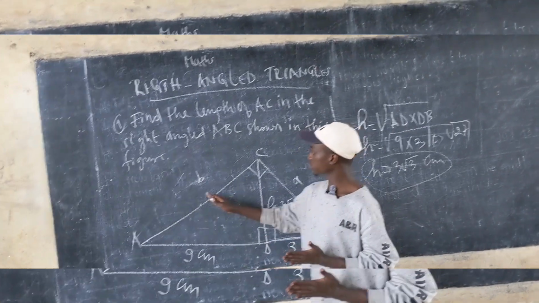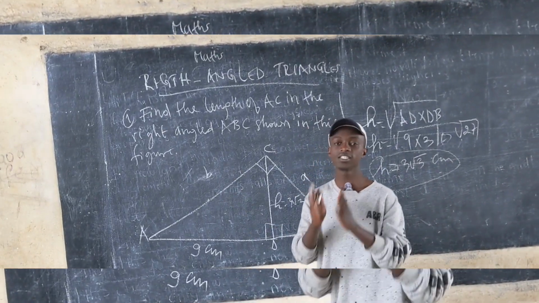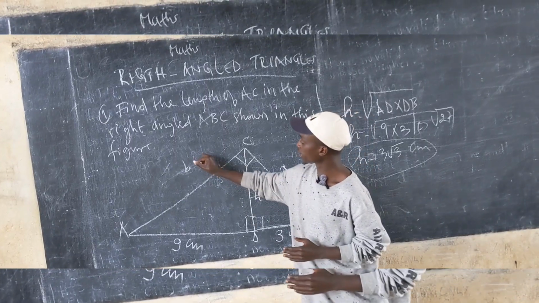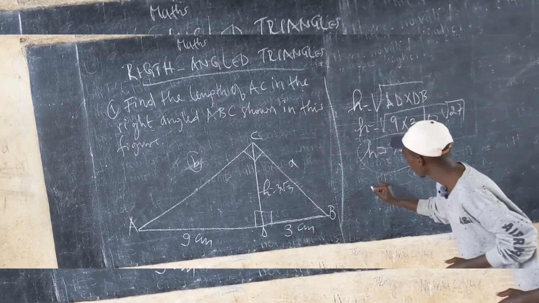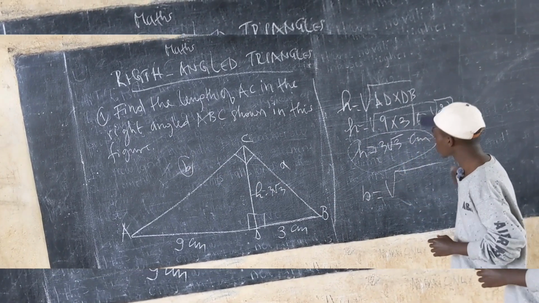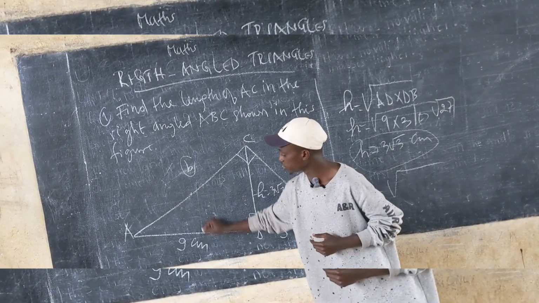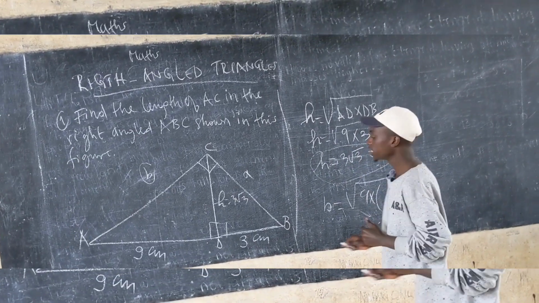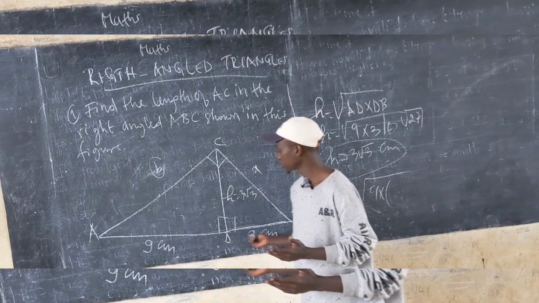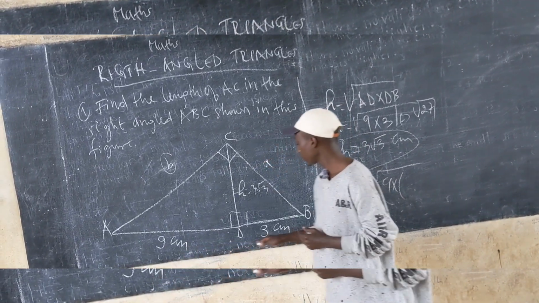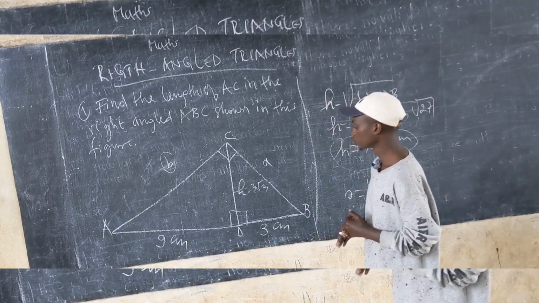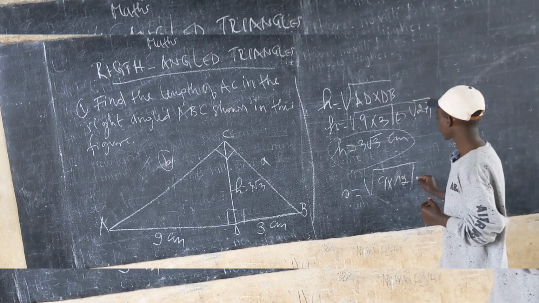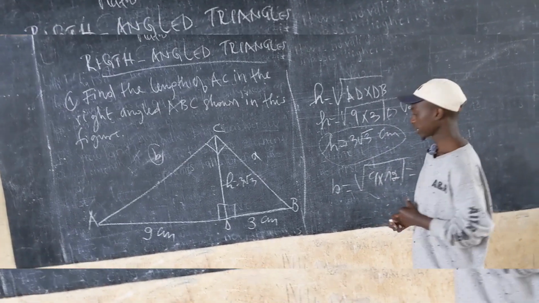To calculate this side b, it is quite simple and straightforward. b should be equal to the square root of this side, which is 9, times the sum of the hypotenuse, 9 plus 3, which is 12. So here we calculate 9 times 12.